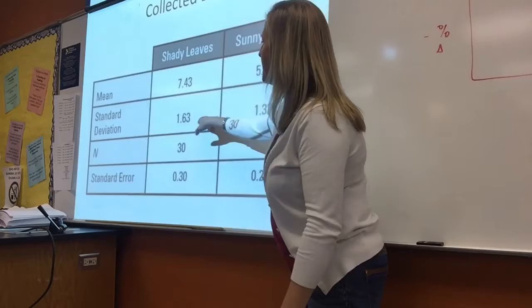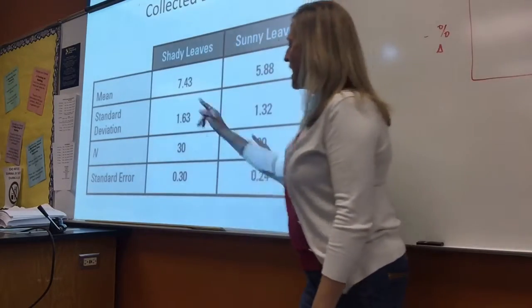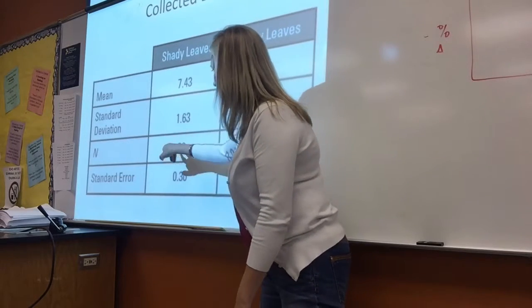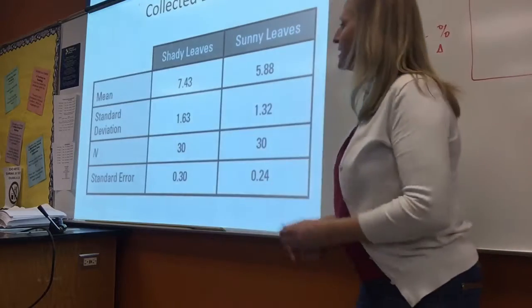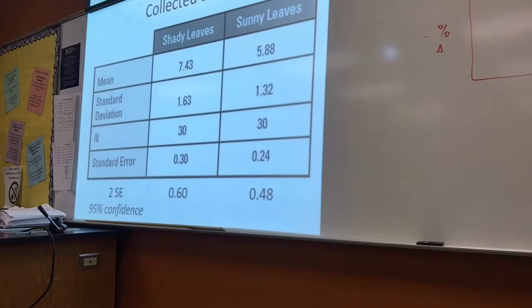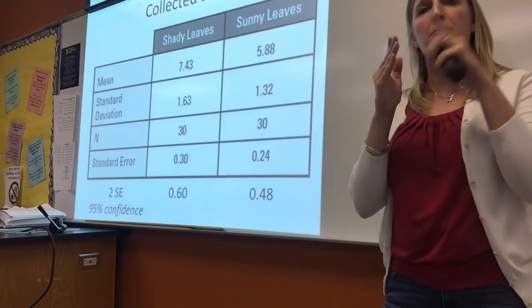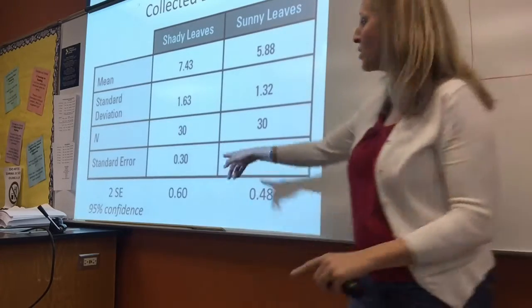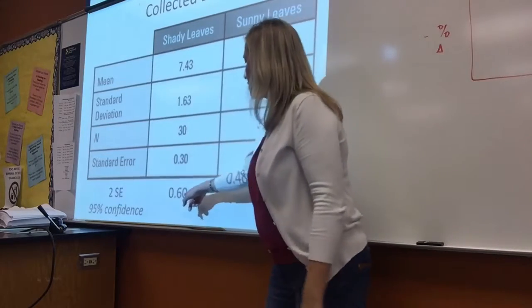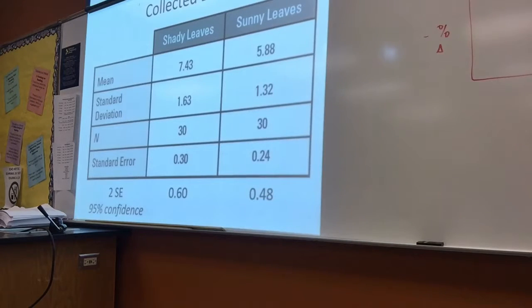So this is the standard deviation, which tells you, remember, the spread around the mean, and then n was 30 for both of these. The standard error is the standard deviation divided by the square root of n, which is 30, and that's how we got these. All right, so this is the data that we have, and now what do we do with this? First of all, remember, we want the data to be within plus or minus 2 standard error units. So this is 1 standard error, and therefore we multiplied it by 2, and so that's 0.6 and 0.48. So now, what do we do with these numbers?